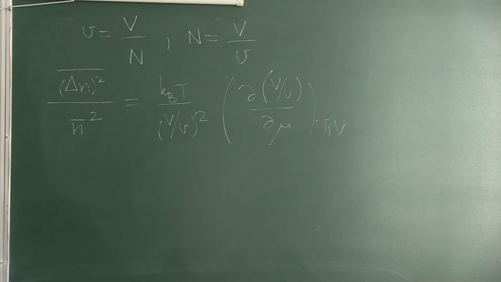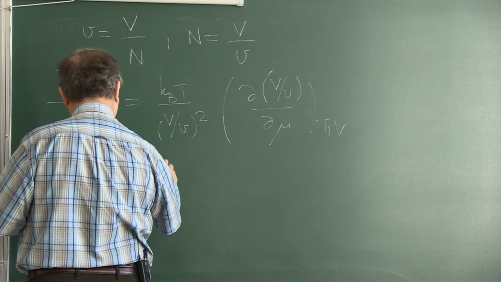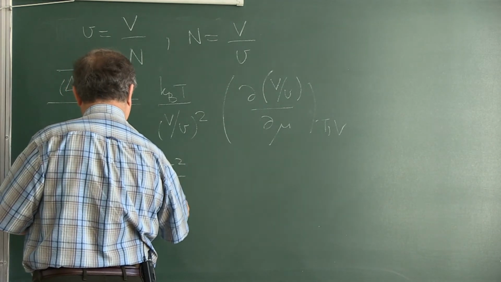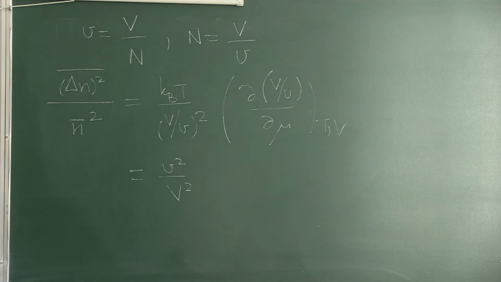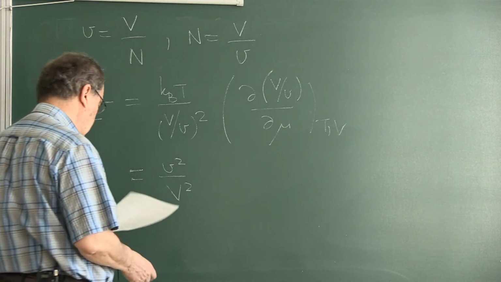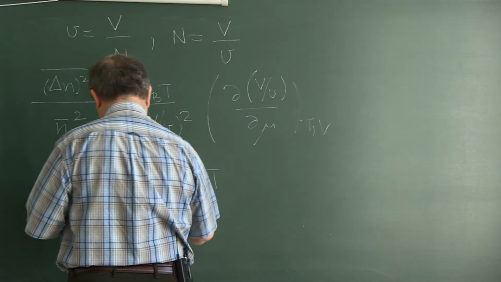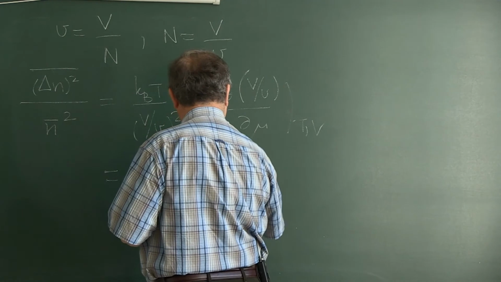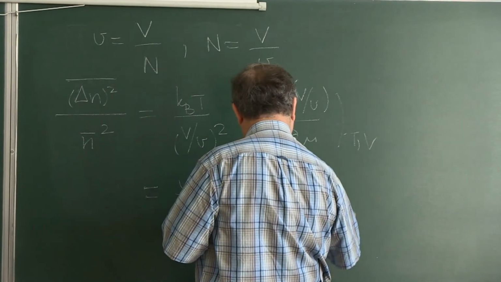You can simplify this by writing v squared divided by capital V squared, volume per particle divided by the total volume, squared, times kBT, del v del mu at T and V.